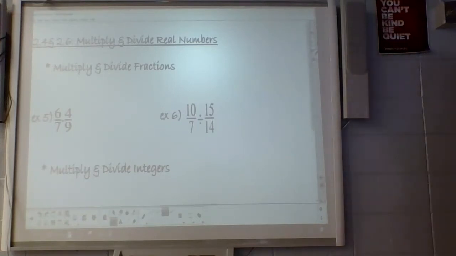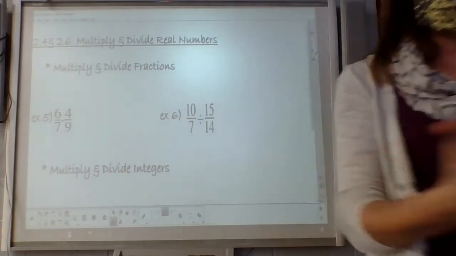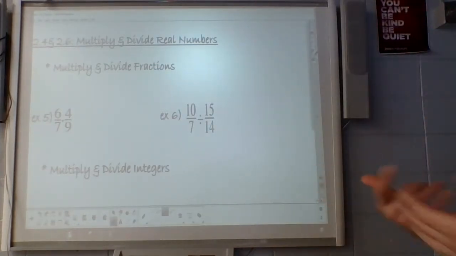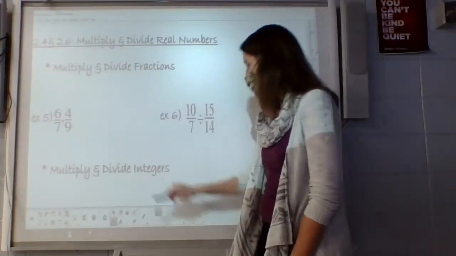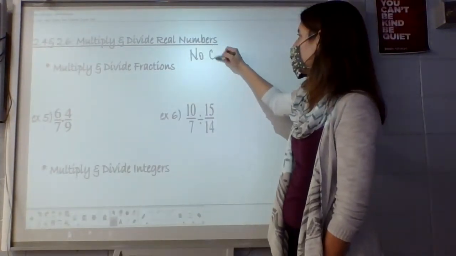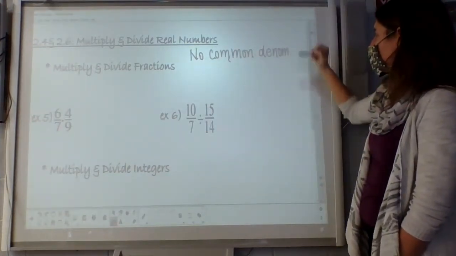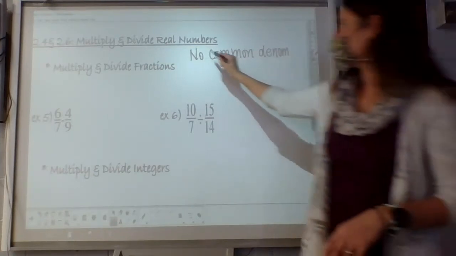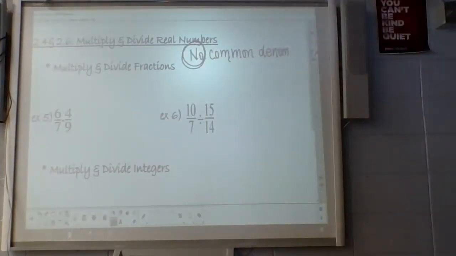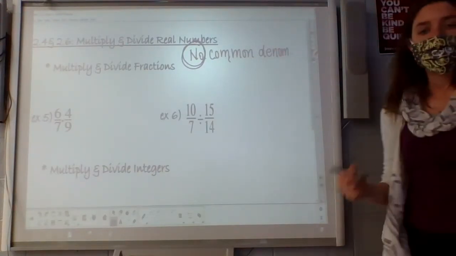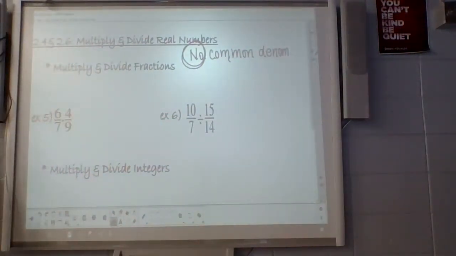Multiplying and dividing with fractions, and then multiplying and dividing with integers. Multiplying is pretty straightforward. You're just going to multiply across the tops and the bottoms, but no common denominators are needed. Now multiplying, remember, don't cross multiply. We're just going to multiply across the tops and across the bottoms. You can cross cancel.